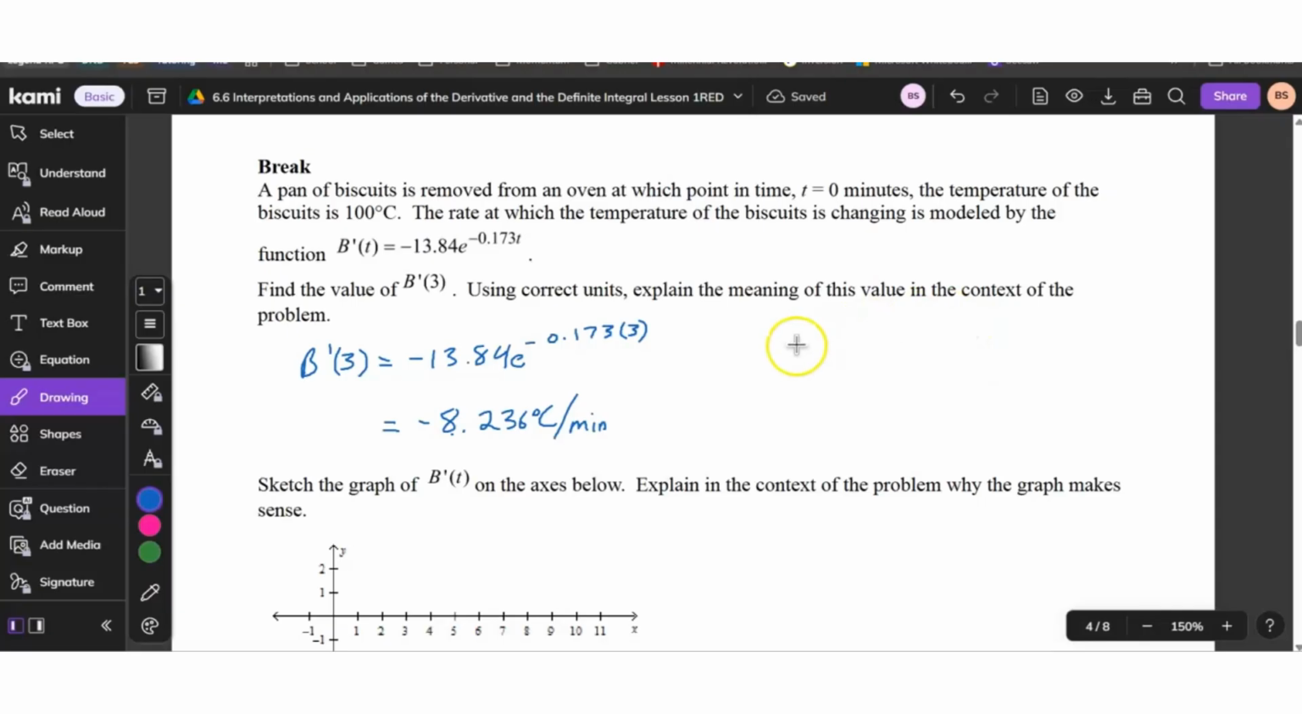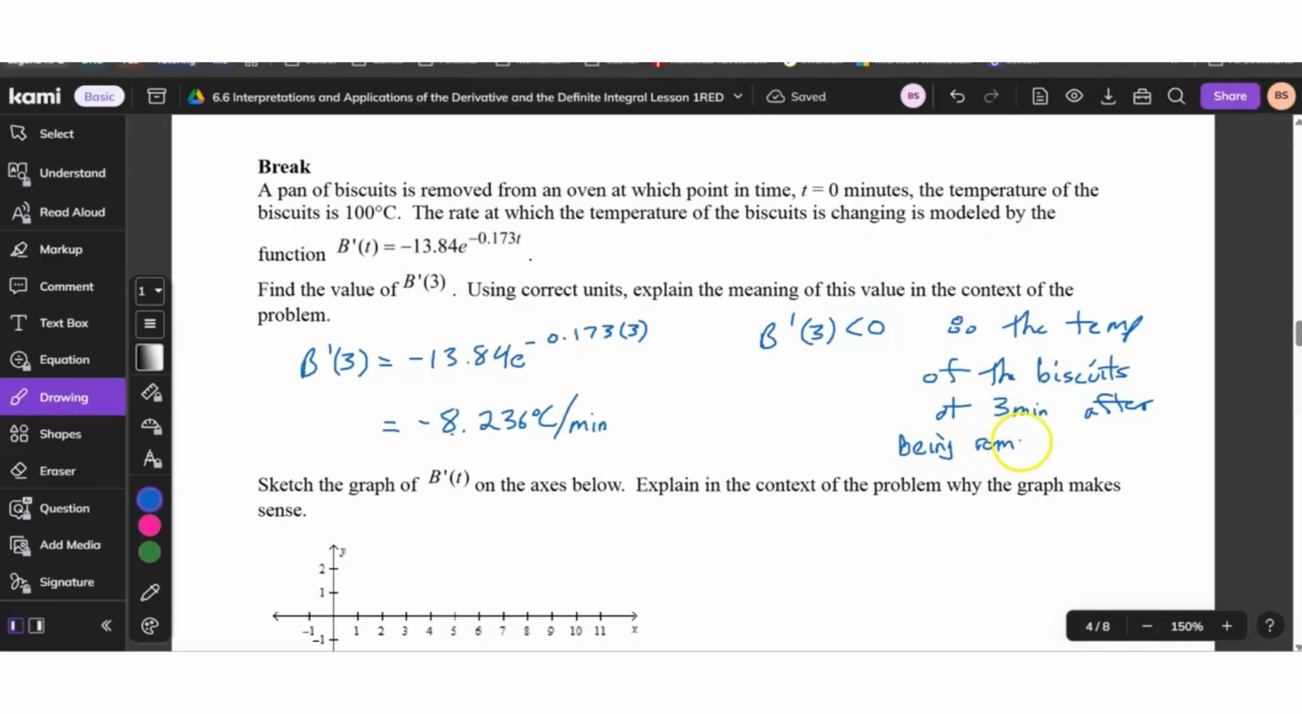Alrighty, so in context of this problem, because it is less than 0, that means that the temperature of the biscuits at 3 minutes after being removed, or 3 minutes cooling, is decreasing.